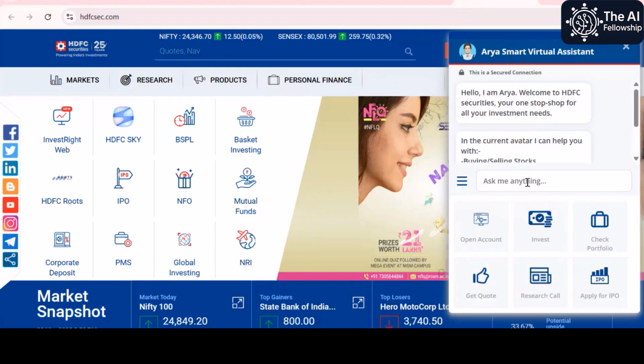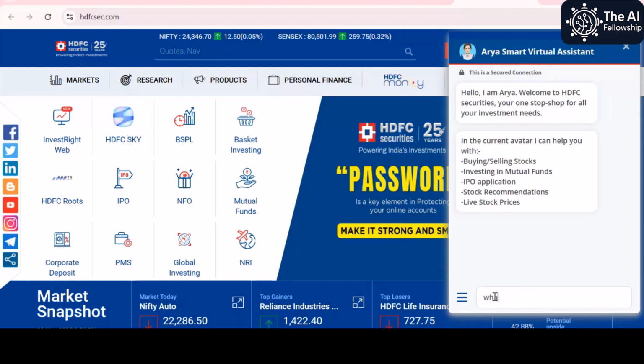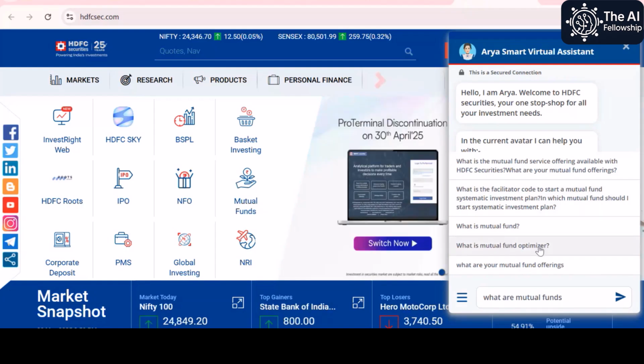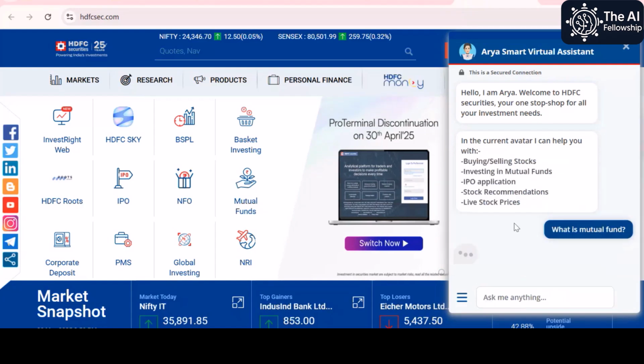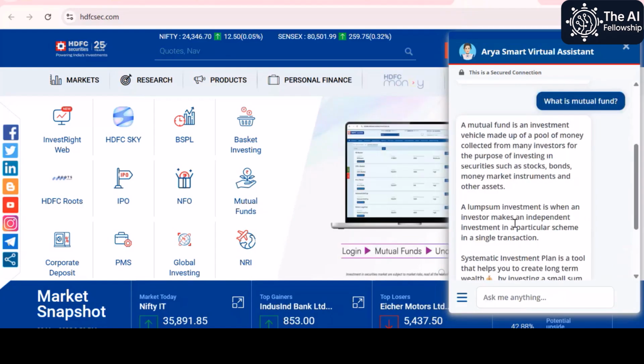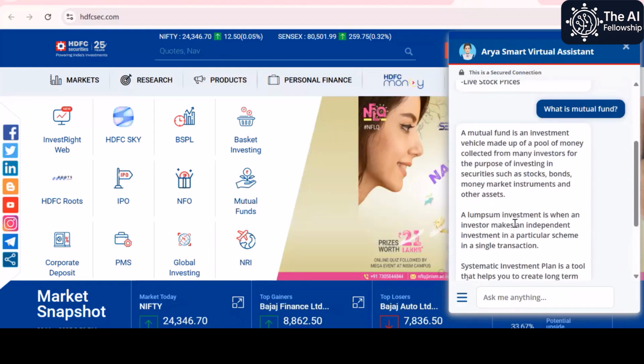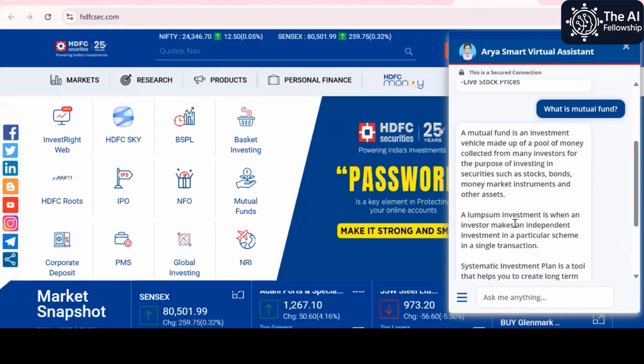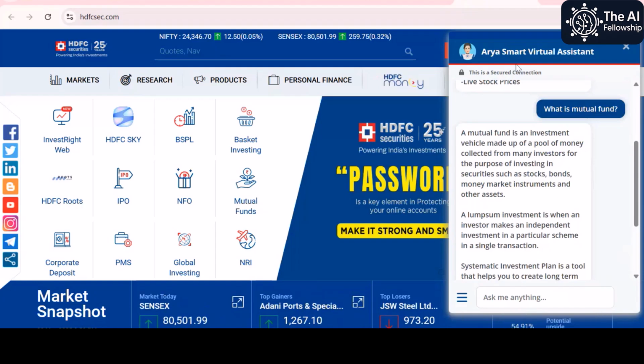Suppose I want to ask them, what are mutual funds? Now see, it is showing a pre-generated list of questions. If I click on a particular question, it will respond instantly. It will not typically use AI to generate the response. And by the way, this is how they save their cost also. They don't have to make a call to an LLM every time. So this is a very good study.